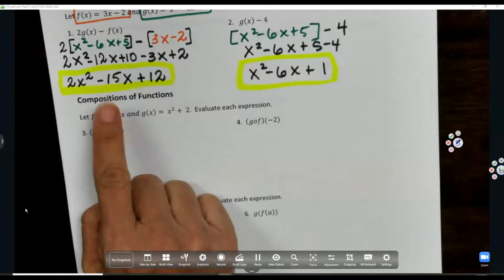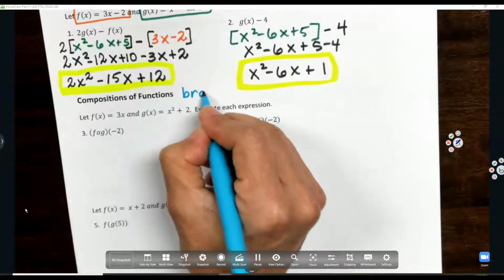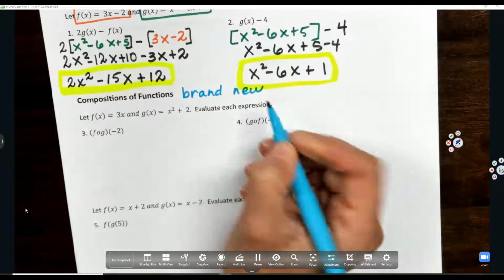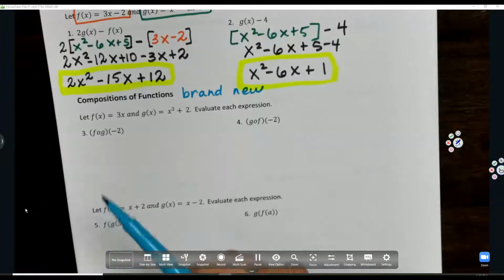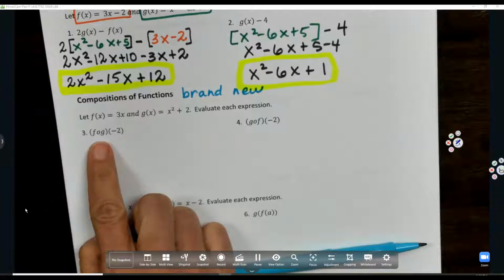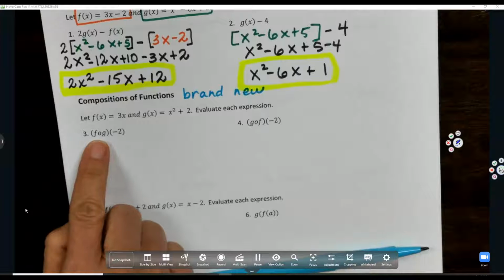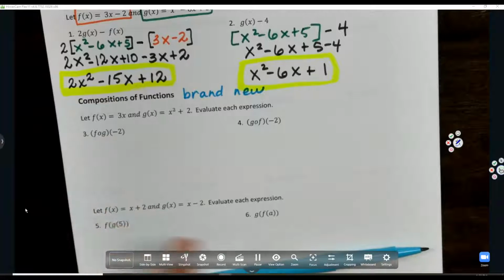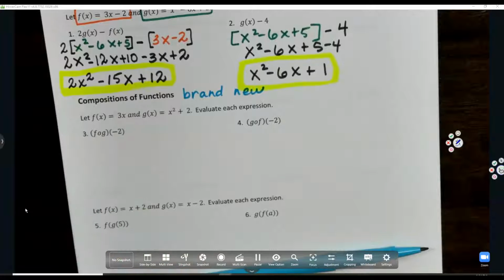The next piece is called composition of functions. And composition is composing a brand new function based on what you have. So you're going to make something brand new. And what we're going to do is we're going to put one function into the other. If you guys look at number 3, it looks like the word fog. It's not fog. It has a symbol. It means f of g, which means that g is going to get dropped into f, and I'll show you what I mean.